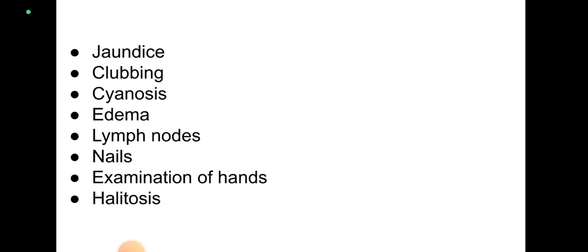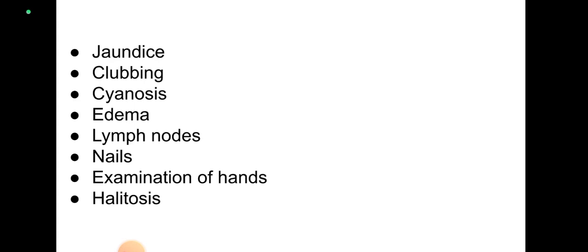Edema. Edema is the presence of excess of fluid in interstitial spaces causing swellings of the tissue. Then we examine for lymph nodes: size, number, texture, tenderness, mobility, and any sign of inflammation over the nodes. Then we look for nails and examination of hands.